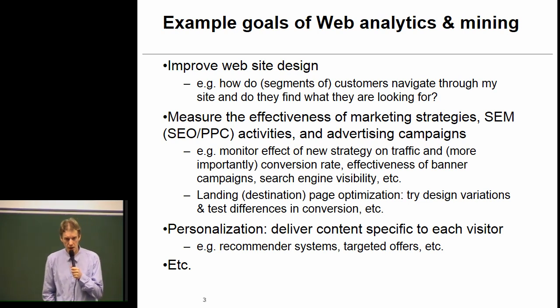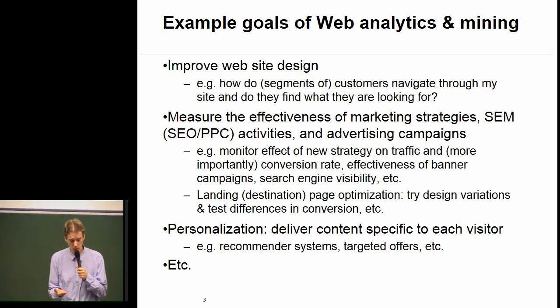Using web analytics and mining, we can also analyze the efficiency of our search engine marketing strategies. So remember, there are two types of search engine marketing. The first one is search engine optimization. And in search engine optimization, you're going to make sure that your website ranks high in the Google search results for particular keywords. You're going to do that without paying Google for it. In pay-per-click, you're going to pay Google in order to include a link to your website. One example of pay-per-click is Google AdWords.